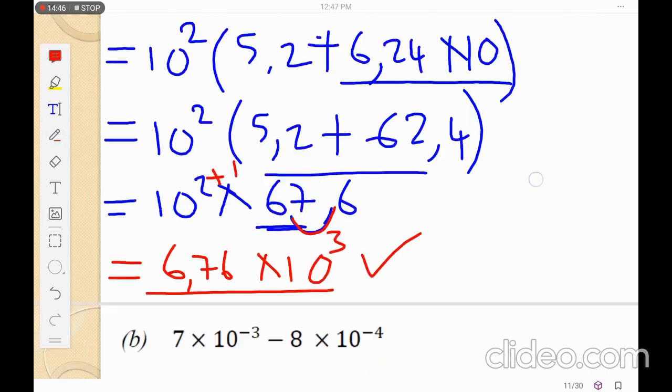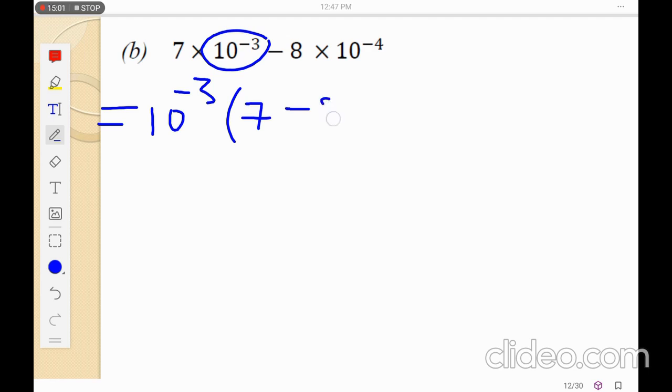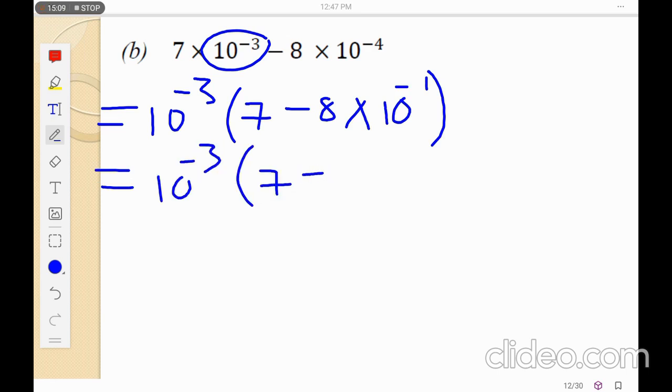Okay, let's move on to the next one. The next one, I've got a subtraction. So I'll take again the common factor. In this case, I've got 10 to the power of minus 3. Then here I've got 7 minus 8 times 10 to the power of minus 1, like that. Let's simplify. This is 10 to the power of minus 3 times 7 minus, this becomes 0.8.